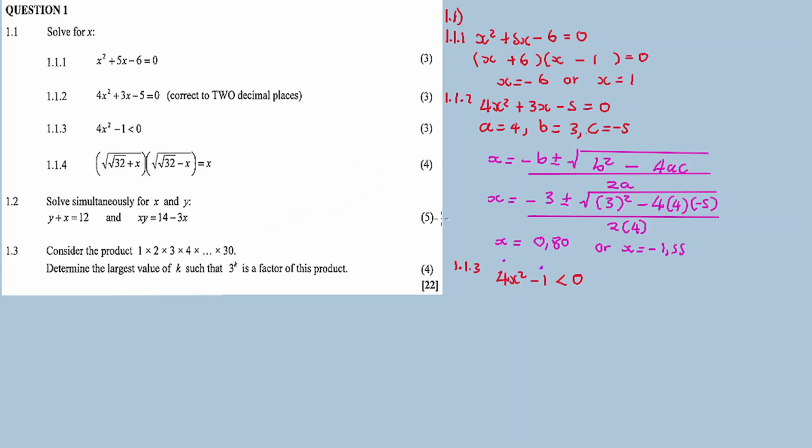You can also apply the factoring method if it is not easy for you to factorize. But here it's obvious, if you still remember your factorization: 4x squared minus 1 is a difference of two squares. 4 is a perfect square, x squared is a perfect square, and 1 is a perfect square. So I can say (2x minus 1)(2x plus 1). The brackets are the same, the only difference is the sign. Then my critical values will be x equal to 1/2 or x equal to minus 1/2.